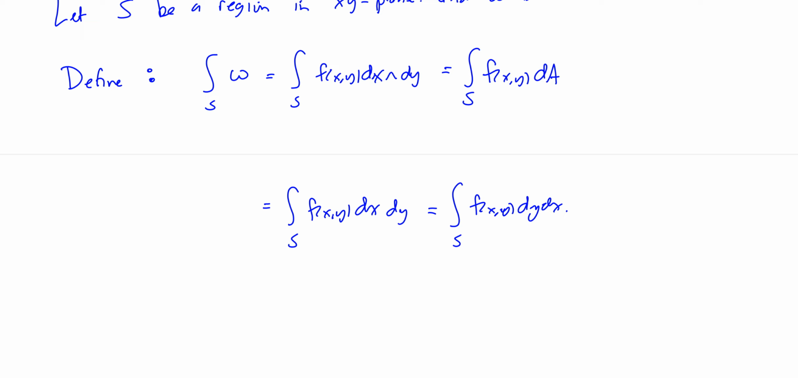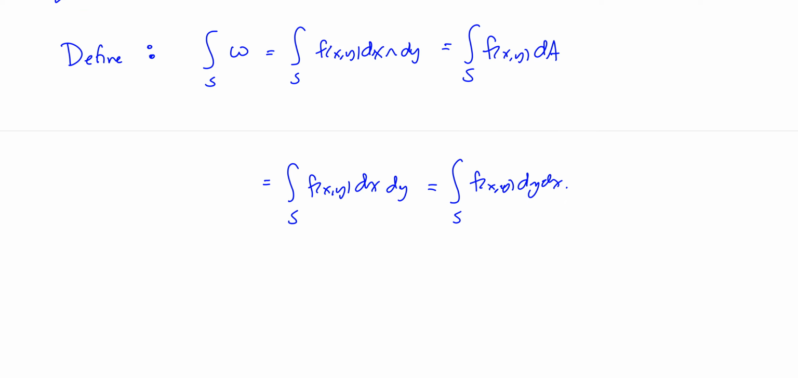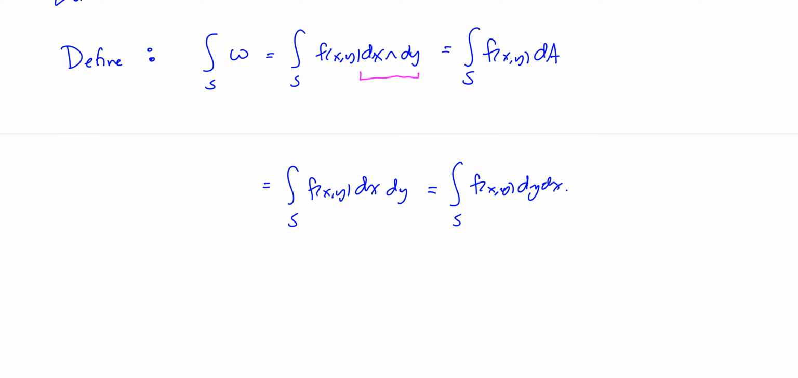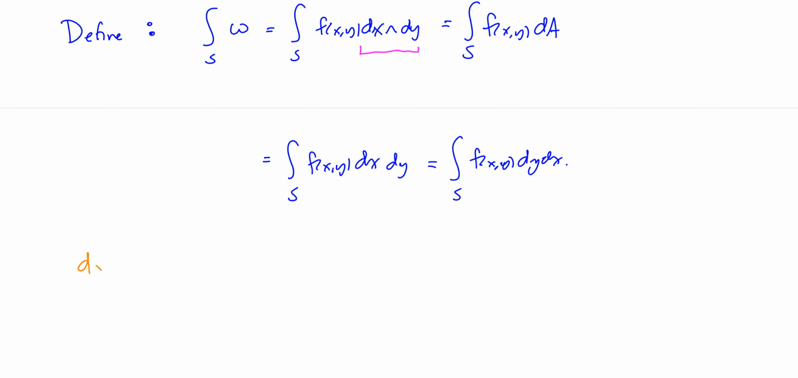One thing to keep track of here, to be a little careful of, is notice this area form here. This is a signed area form. So remember, that gives it an orientation. So dx wedge dy has orientation. And what was that orientation given by? We used our basis of R2 to be i, j.